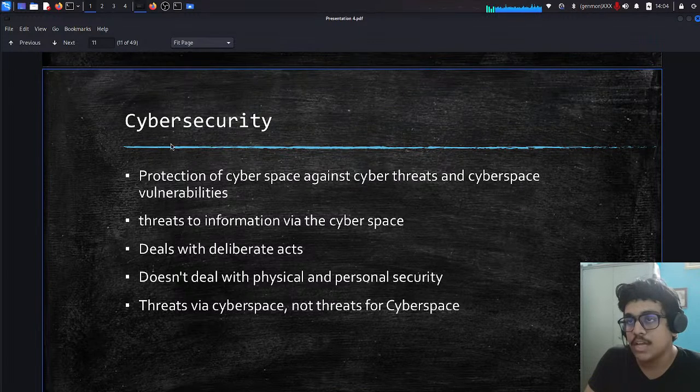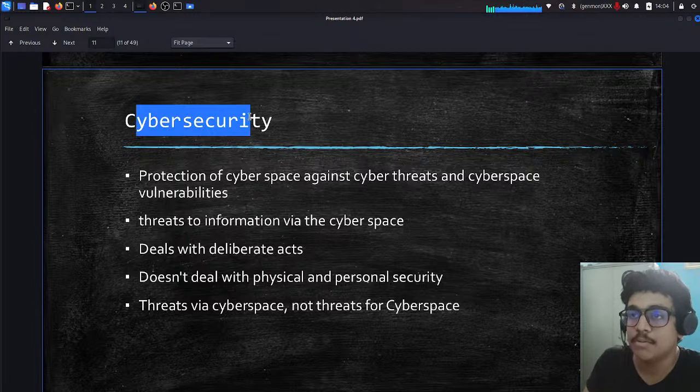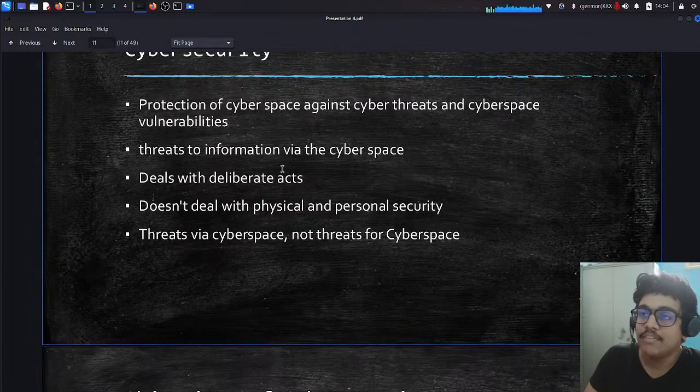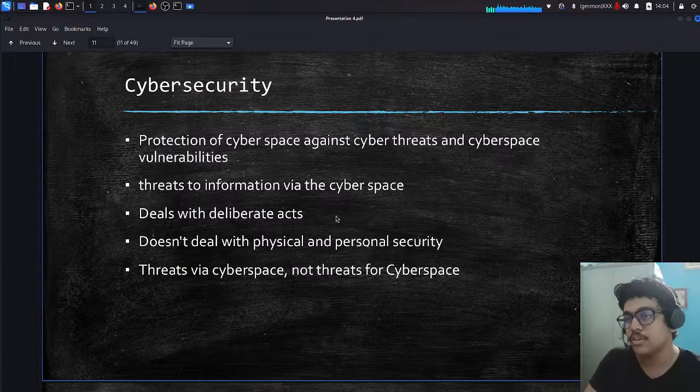So what does cybersecurity not deal with? It doesn't deal with physical and personal security. Personal security can be taken as if someone is threatening you physically. It is the best example of personal security. That does not deal with cybersecurity. For that, we have information security, and we have another option, that is police, and the government can look into this matter for personal security and physical security.